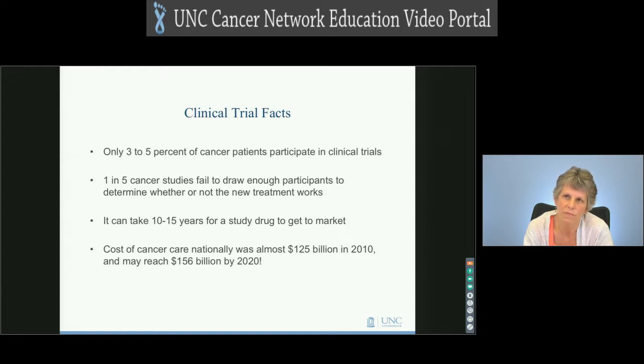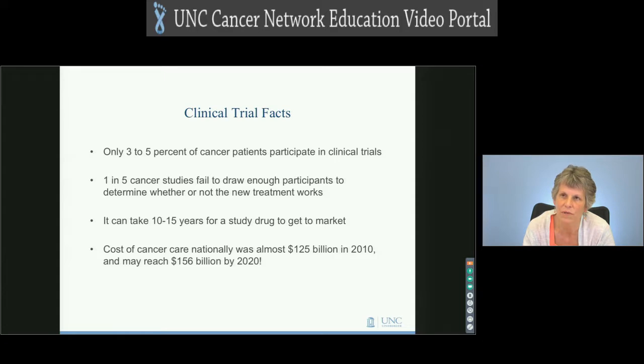But it is important, I think, to think about that as you're seeing patients. It takes a long time to get drugs to market, and so the longer we have trials sitting open, the longer it is before we can get the really good drugs, the ones that are showing efficacy, out to our patients. And of course, the cost of cancer care keeps going up. Nationally, it was almost $125 billion in 2010, and that's going to go up to $156 billion by 2020. So that is a lot of financial risk for our patients, and it's detrimental.